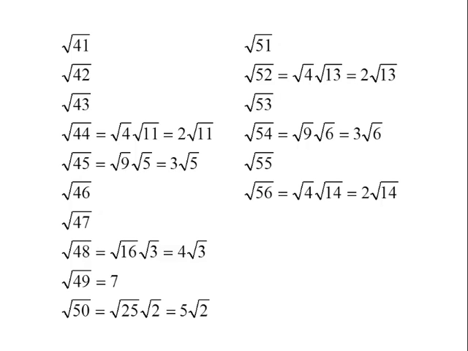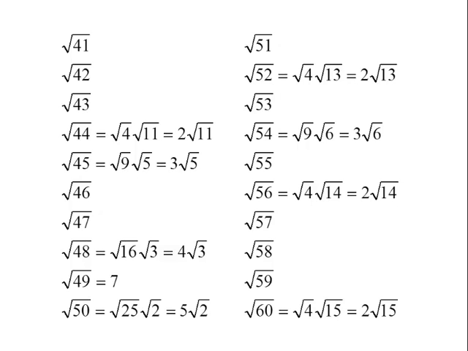56 has a factor of 4, so we're left with 2 times the square root of 14. 3 times 19 is 57, no perfect square factors. 58 is 2 times 29, no perfect square factors. 59 is prime. 60 has a factor of 4, so the square root of 4 times the square root of 15 gives me the square root of 60, and that simplifies to 2 radical 15.